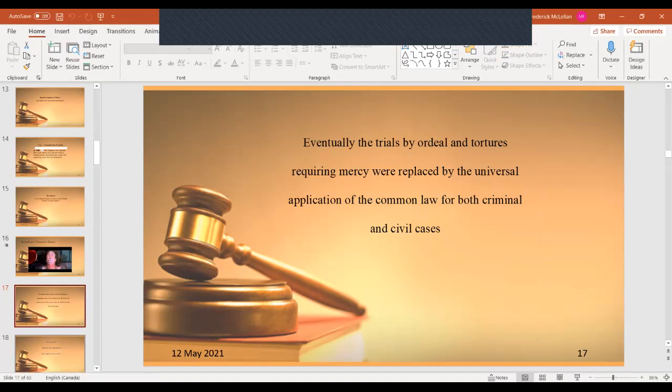Okay, so eventually the trials by ordeal and tortures requiring mercy were all replaced across the board by the universal application of the common law for both criminal and civil cases, right? Now, it's important to remember in Canada, we have the common law system across all provinces and territories. But when it comes to civil cases, these are cases for things like tort law, property law, contract law, administrative law, those kinds of things that aren't essentially criminal in nature. Again, it's the common law across all provinces and territories, with the exception of Quebec.